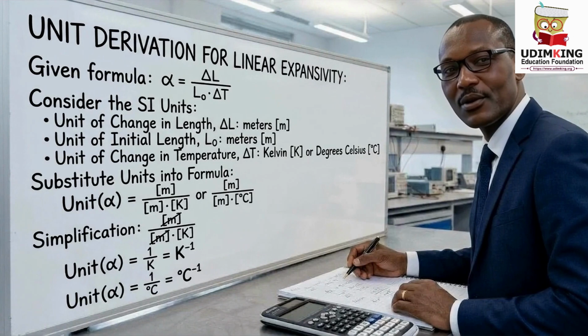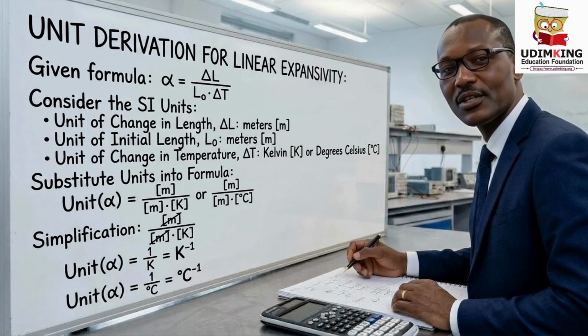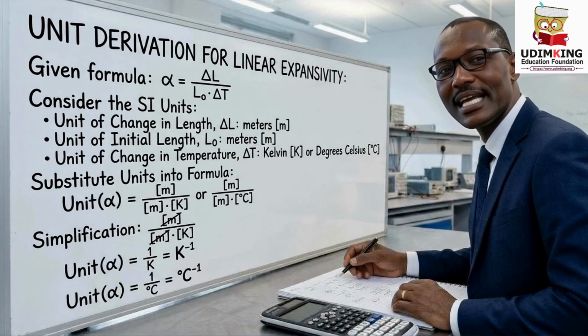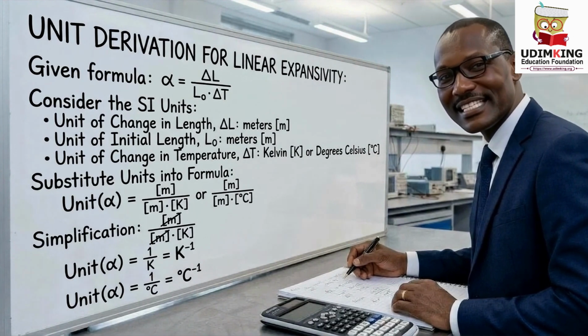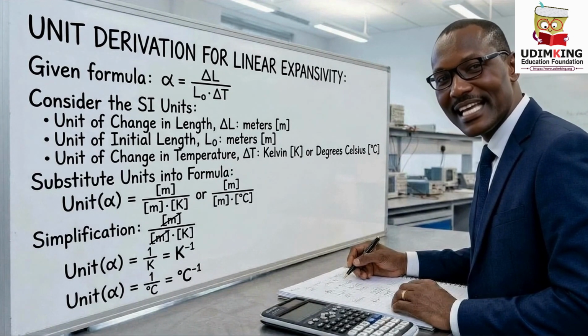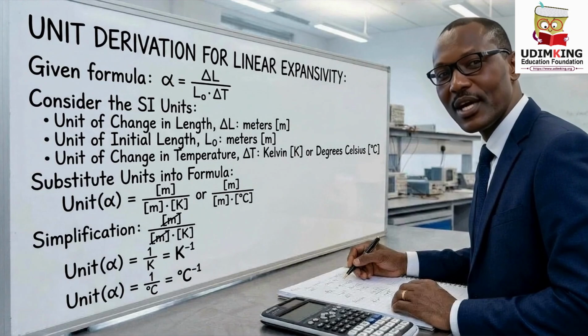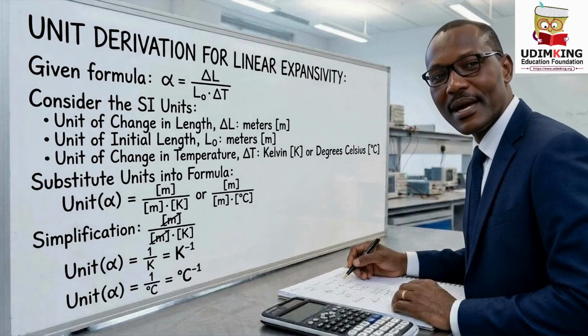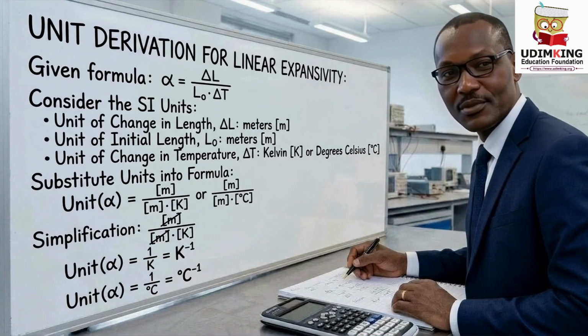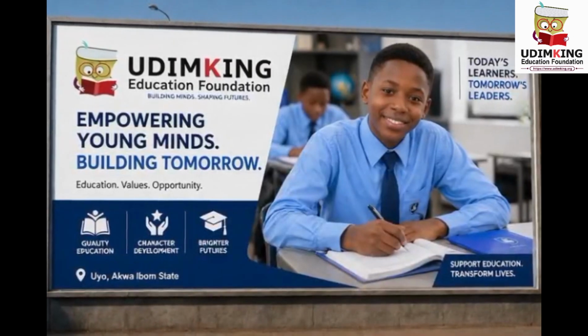And that is how the mystery is solved. The units of length cancel out because linear expansivity isn't giving us a fixed distance like centimeters or inches. Instead, it is giving us a pure ratio, a fraction showing how many parts a material expands for every single degree of temperature change.